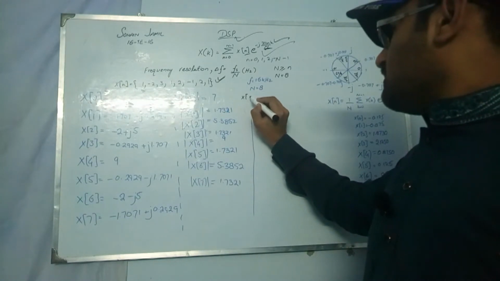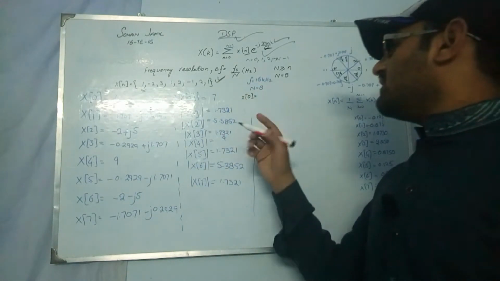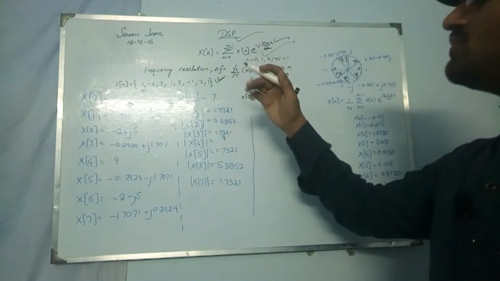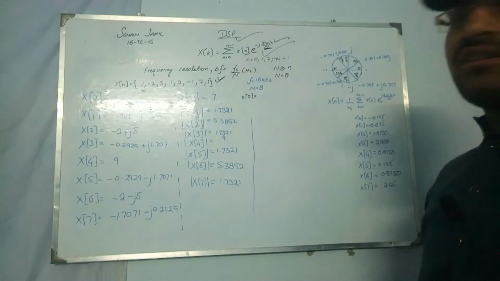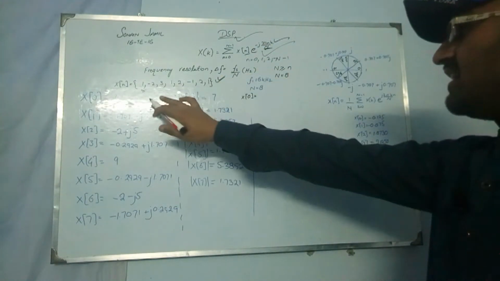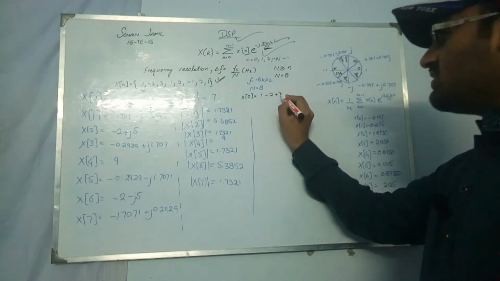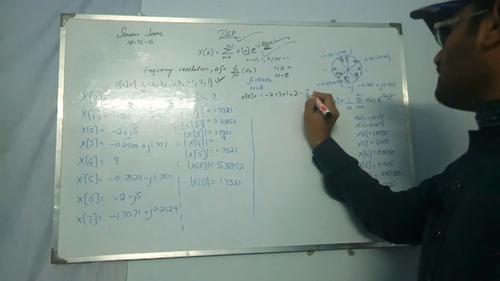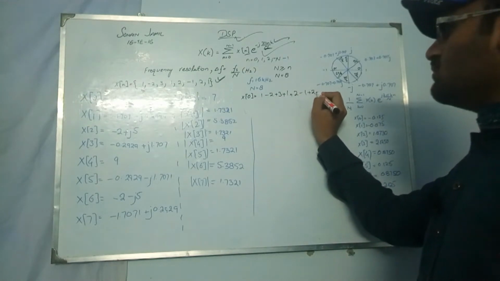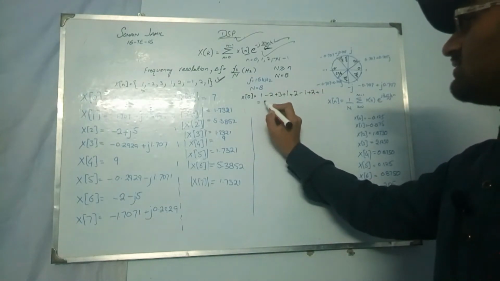Let's have an example. If I want to find X of 0 when k is equal to 0, what will happen? This factor will become 1, and just add these: 1 minus 2 plus 3 plus 1 plus 2 minus 1 plus 2 plus 1. So what will be the result? 7.